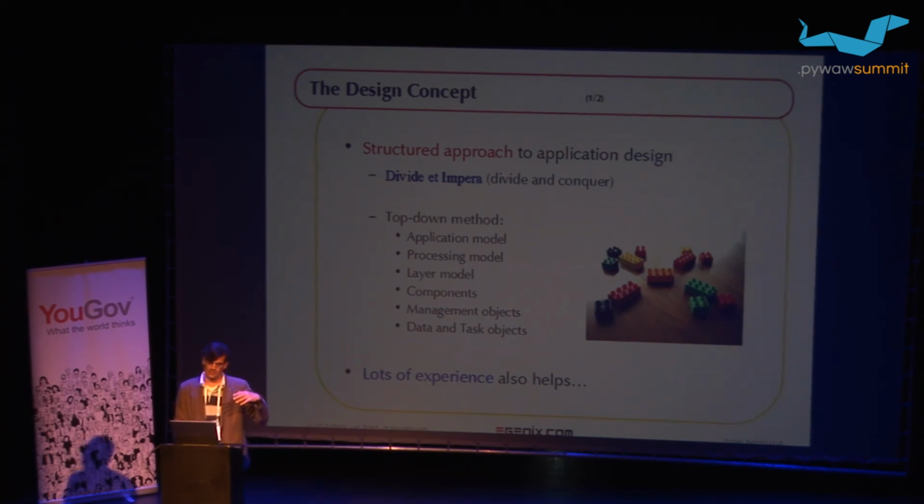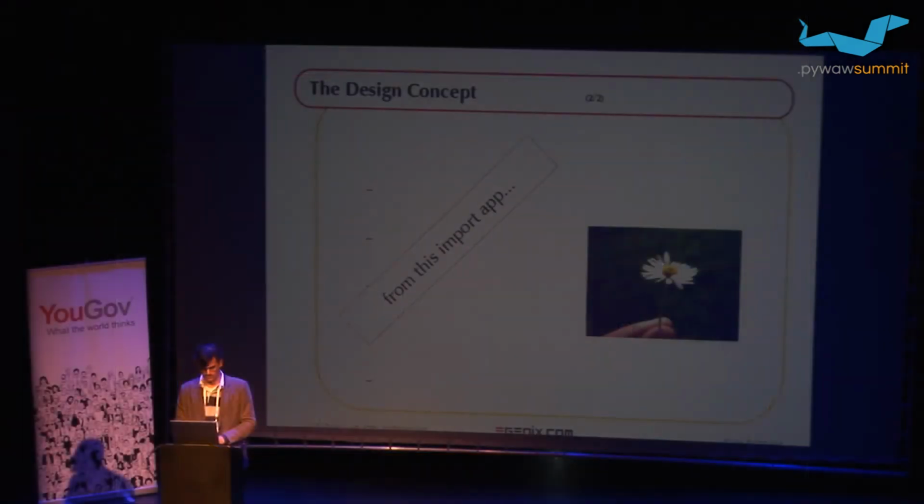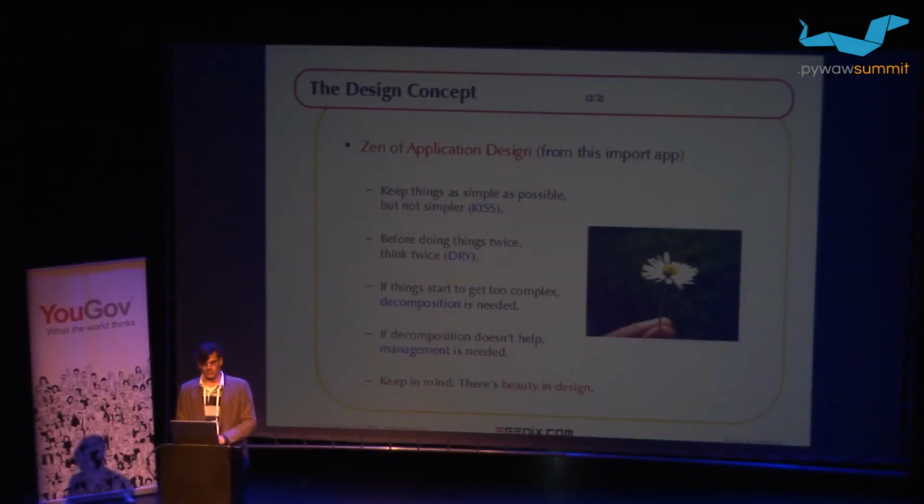And because trying to make these divisions is not necessarily easy, you have to put some extra sauce with it to make things easier. So this is what I call the Zen of Application Design. Just like with the Zen of Python, you use a few simple concepts that you try to adhere to, to make it possible to come up with proper decisions.